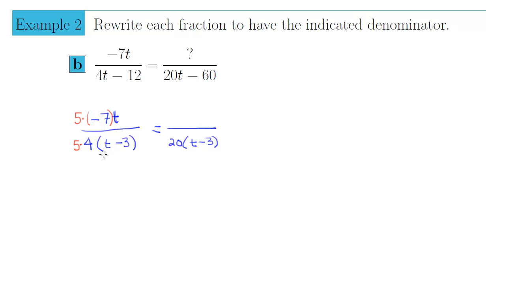Now let's continue looking. T minus 3 appears here and it appears here. There's nothing we need to multiply by to get it. So we're done. 5 times 4 is 20, t minus 3, and that matches the denominator. So what's our new numerator? 5 times negative 7 is negative 35, and t is just t. So the numerator in place of the question mark is simply negative 35t.